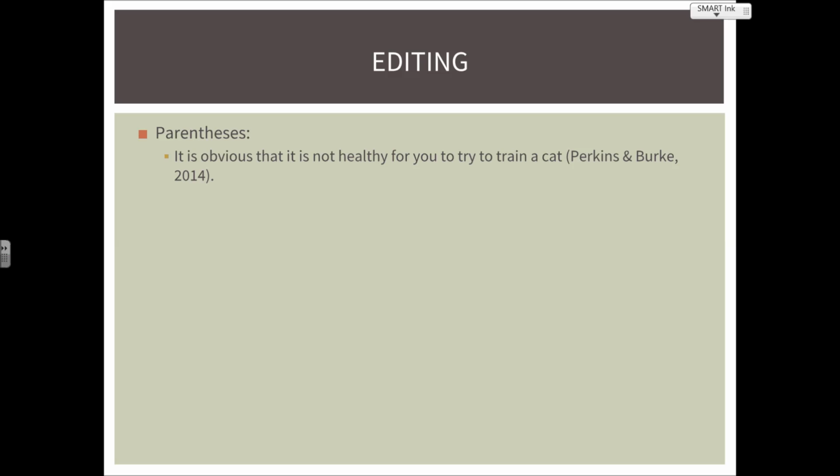If the author's name is in the sentence, I'll put the parentheses right after. If the author's name is not in the sentence, I put it at the end. That's just how I've done it. I don't fault anybody if they do differently. I will fault you if you put "Perkins and Burke said," and then put Perkins and Burke in the parentheses too, because one counts out the other. There doesn't need to be duplicity there.